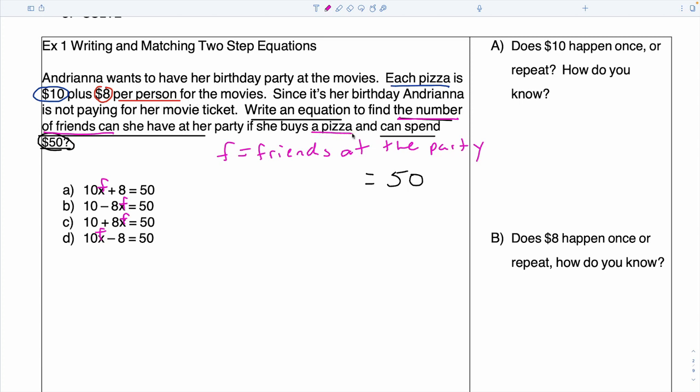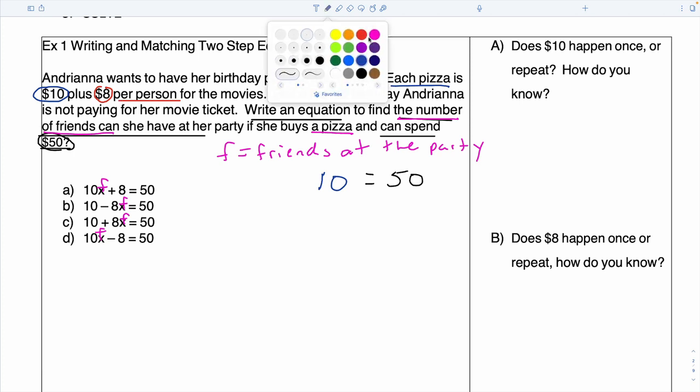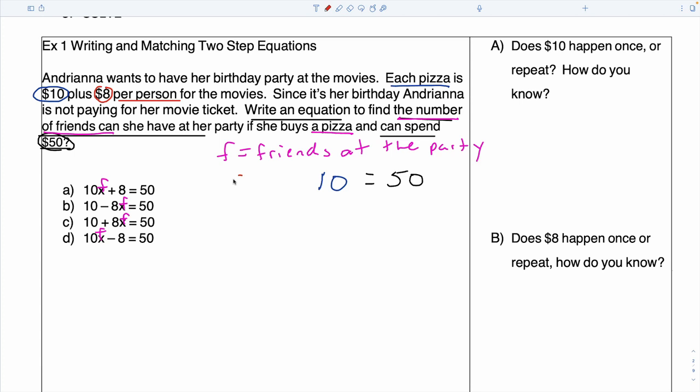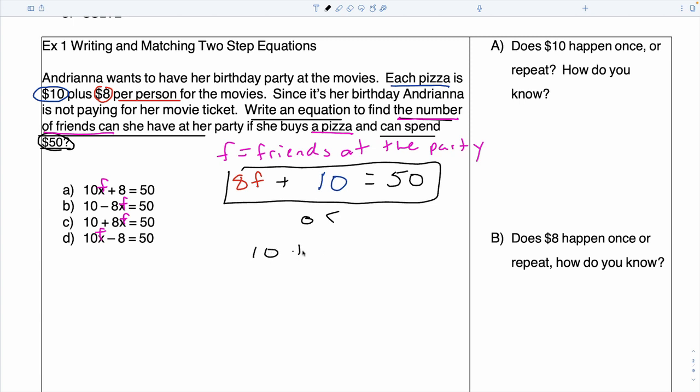That a pizza is your hint. This is going to happen one time. So let's input the $10 without the variable. That means that 8 per person is going to have the variable. The 8 is being multiplied. Every time a friend is invited, you have to pay $8 for a ticket. Does every friend get their own pizza? No, they split one, so you don't multiply the 10. This guy right here is your equation. You could rewrite it by flipping the 10 and the 8s.